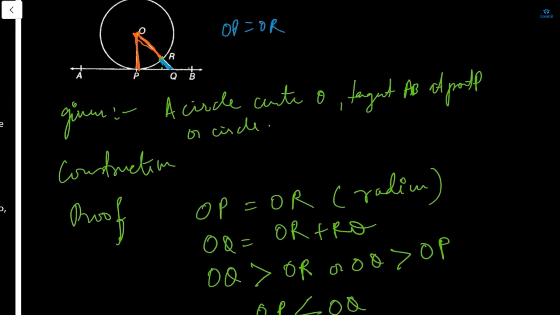Now, if you take OQ, OQ will be equal to OR plus RQ. That means OQ will be greater than OP. OQ जो पूरी line है ये OP से बड़ी हो जाएगी. So this means that whichever point you take, the shortest will be the perpendicular. Oh ma'am, now I understood. So the one which you took is the shortest one, that is the perpendicular. That is what I'm saying.